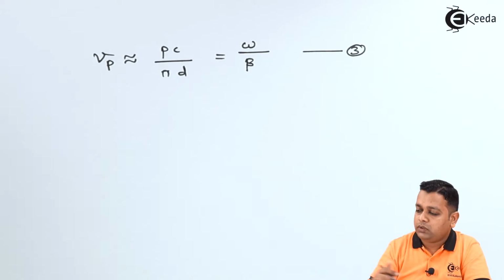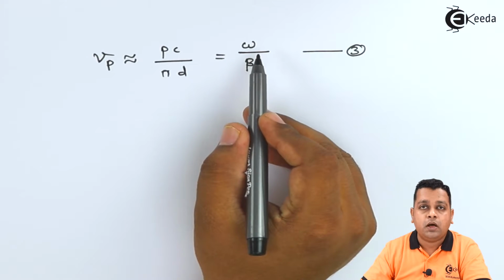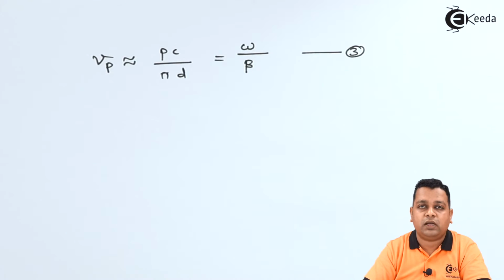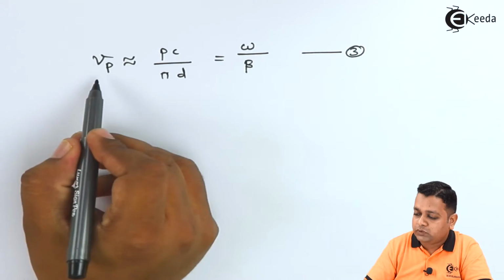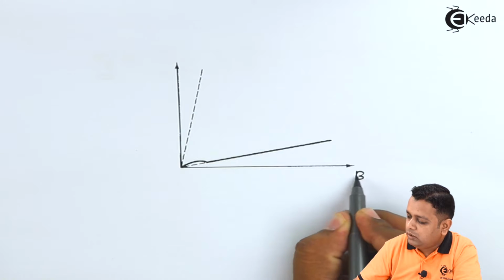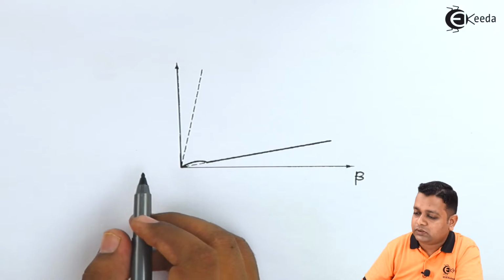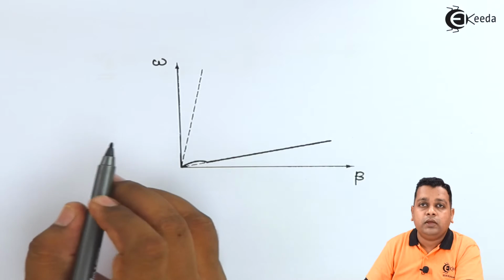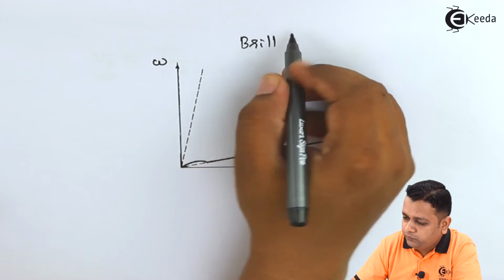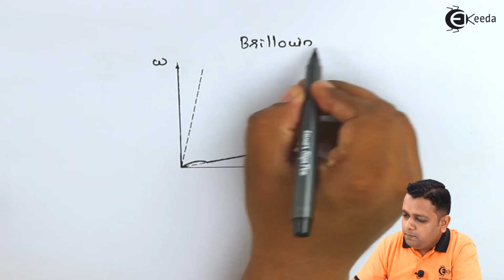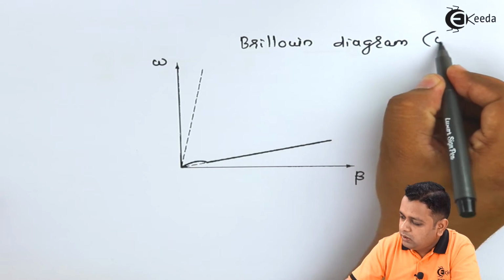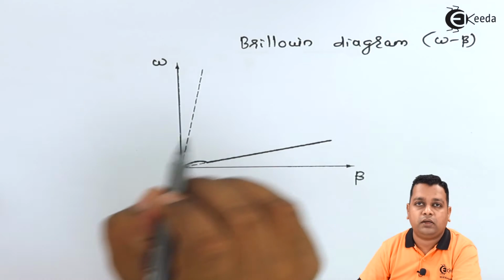As we have the two parameters with respect to the propagation of the signal, omega and beta, here we have one special diagram for computation of the phase velocity. In this diagram, the horizontal axis represents the value of beta, whereas the vertical axis represents omega. This diagram is called the Brillouin diagram, or simply the omega versus beta diagram.